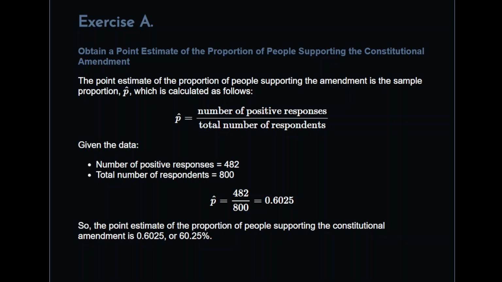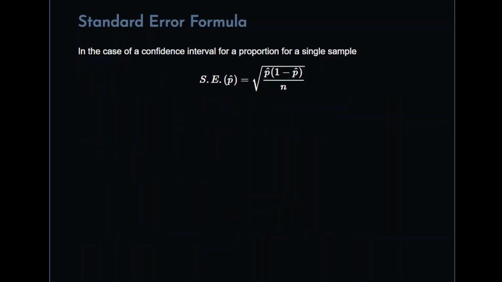482 divided by 800, which is 0.6025. So that is p hat equals 0.6025. Okay, so 60.25%. So this is an important part of working with confidence intervals and hypothesis tests.